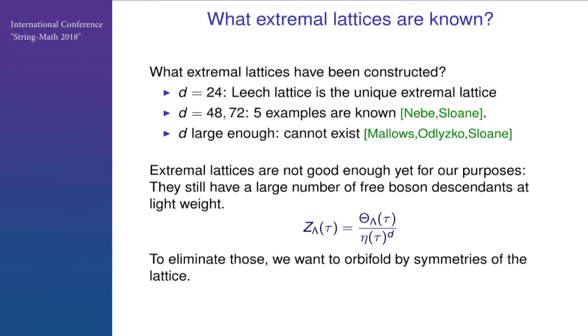So even though we do not have any light states coming from the lattice vectors, we still have a lot of light states simply coming from the free boson descendants, from the Heisenberg algebra, if you want. So to be more explicit, the partition function of the lattice conformal field theory is the lattice theta function in the numerator, and that's good because, as you saw, the first couple of terms there vanish. But then we have, from the free boson descendants in the denominator, the dth power of the eta function, which in general will introduce a lot of light states. And in order to get rid of as many of those light states coming from the free bosons, we need to orbifold by symmetries of the lattice.